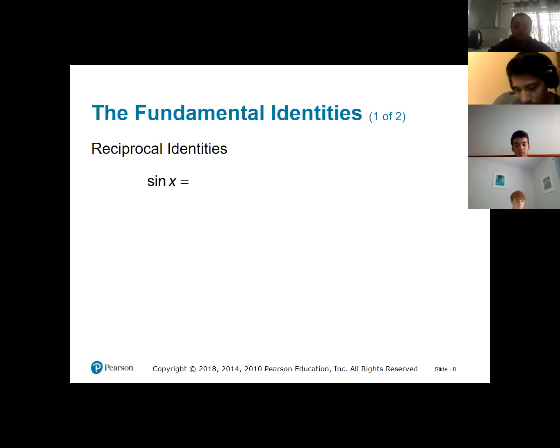And they're a little bit different than just a reciprocal. If I asked you for the reciprocal of sine of x, what would be the reciprocal of sine of x? Anybody?